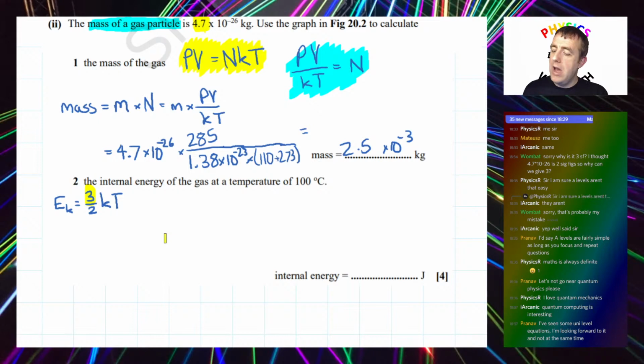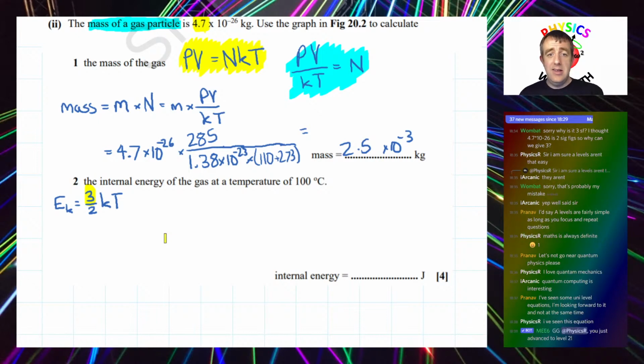Yeah, Pranav, basically what happens at university level is you stop using easy algebra and you start using matrices, and all of a sudden vector multiplication becomes tremendously important and things like that. But you know, if you can do it in A-level maths, you can do it in physics. Yep, great. Yr, you've seen this equation. That's super. So, anyone got an answer yet?